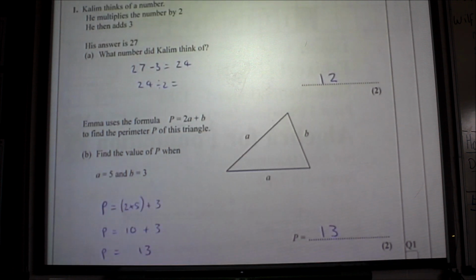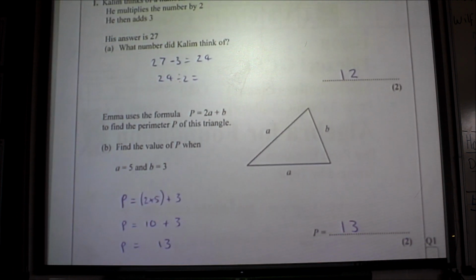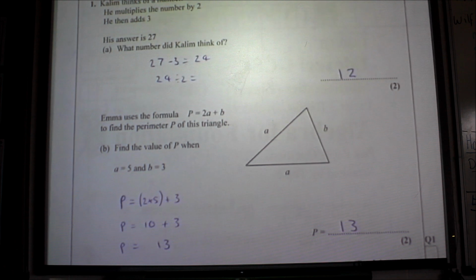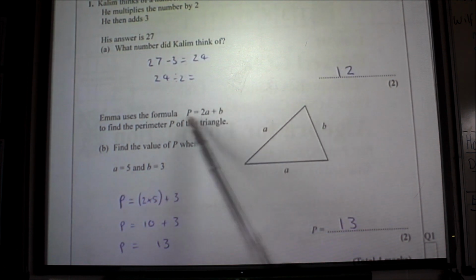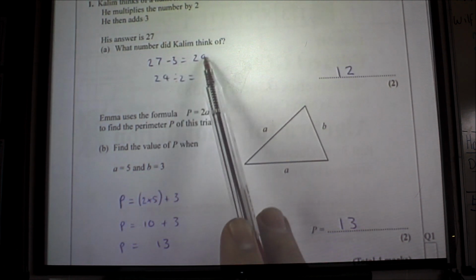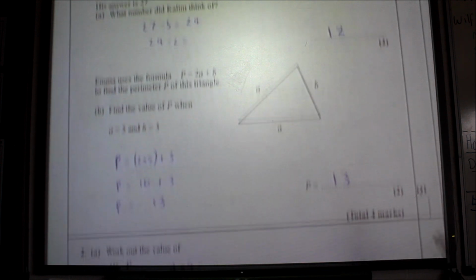Kalim thinks of a number. He multiplies it by 2, then he adds 3. The answer is 27. Basically, do it in reverse. So 27, take away 3, then divide by 2, so the number is 12.